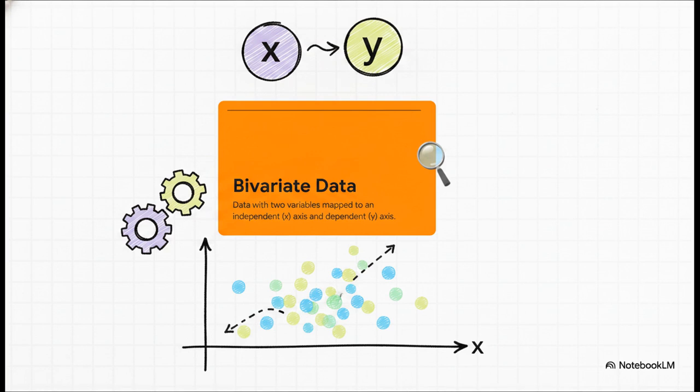Now, we always use the x variable for our independent data. That's the one that runs along the horizontal axis at the bottom. And we use the y variable for our dependent data, which runs up and down the vertical axis. Getting this x and y notation straight in your head right now is absolutely the key that unlocks everything else we're going to do today.